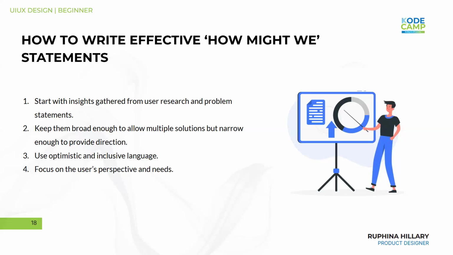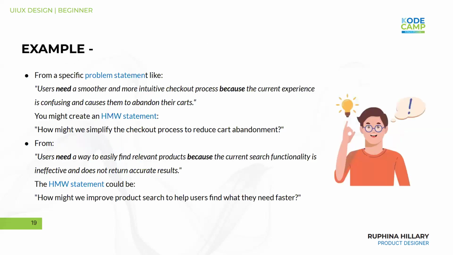Use optimistic and inclusive language and focus on the user's perspective and need. Another example here is: user needs a way to easily find relevant products because the current search functionality is ineffective and does not return accurate results. So the how might we statement would be, how might we improve product search to help users find what they need faster or more effectively?